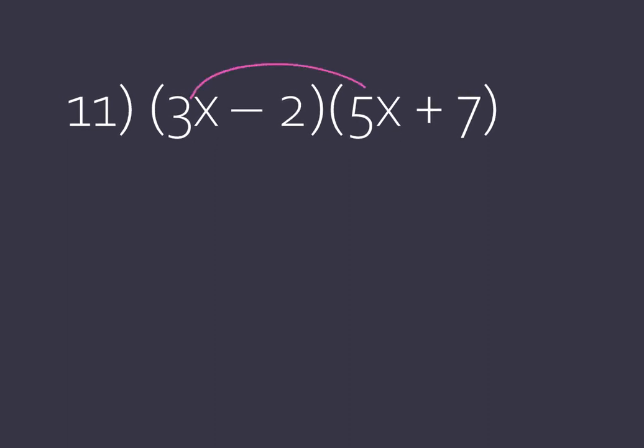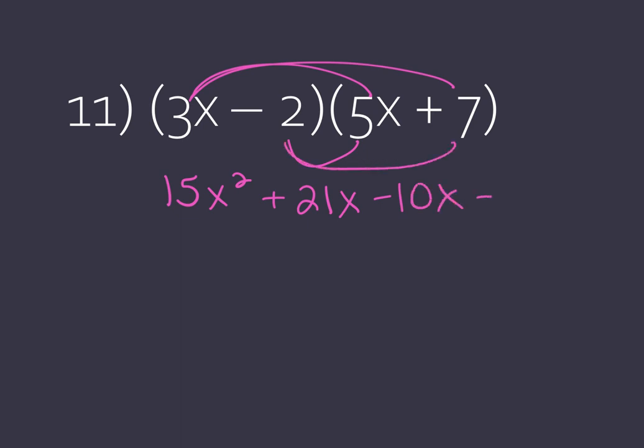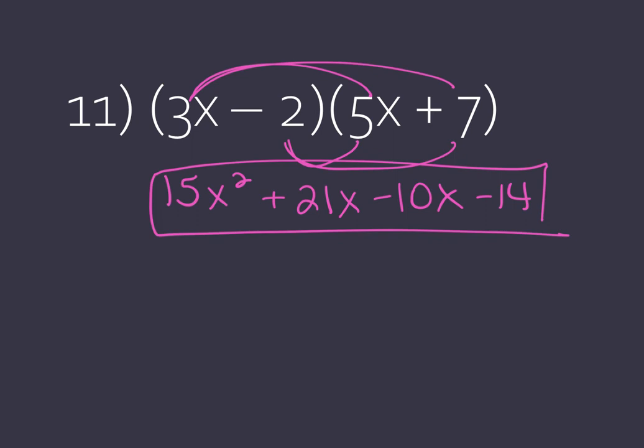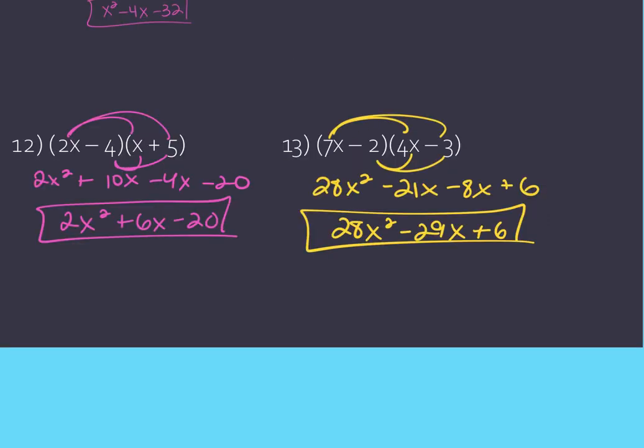Same thing. First would be 15x squared. Outer would be positive 21x. Inner, negative 10x. And last, negative 14. We've gotten for 12, 2x squared plus 6x minus 20. And for 13, 28x squared minus 29x plus 6.